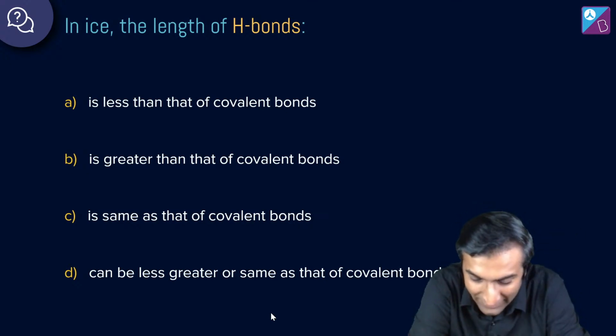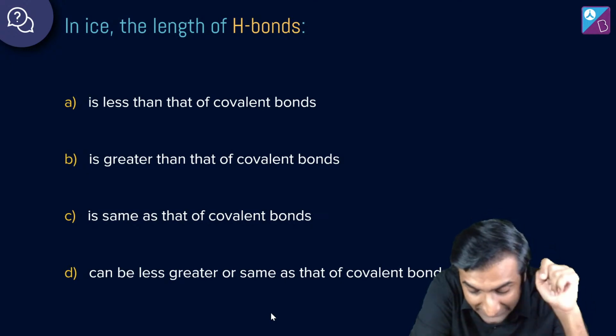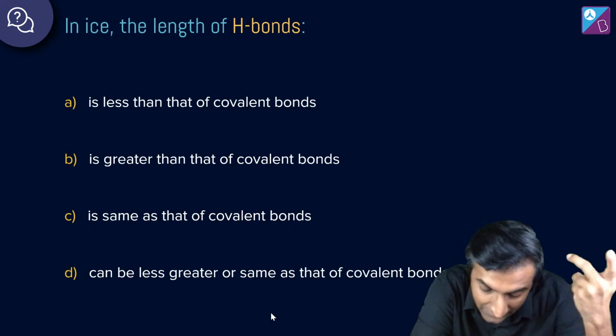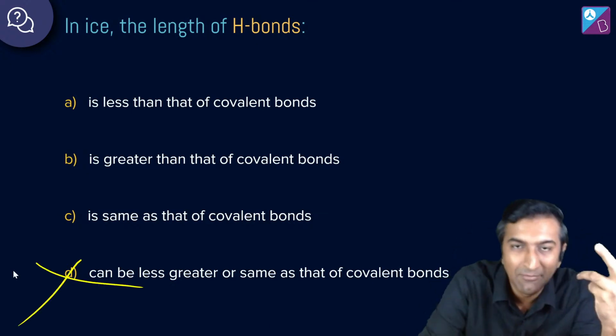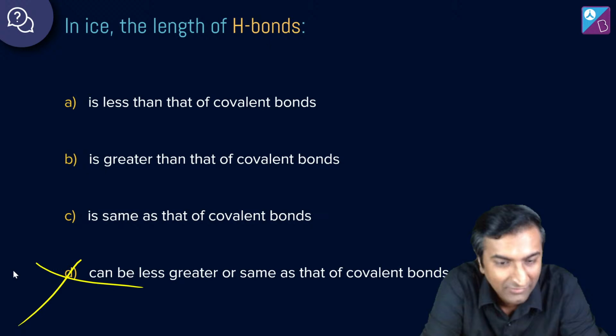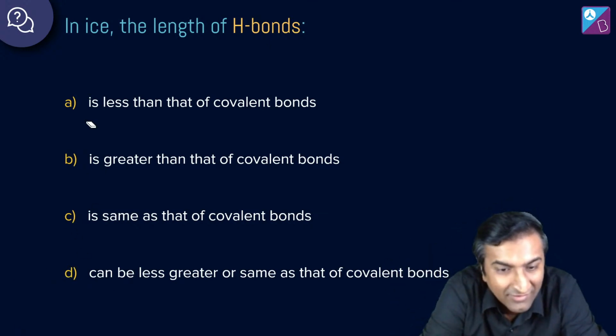एक सवाल देख लेते हैं. In ice, not ice cream, in ice the length of hydrogen bonds is less than that of covalent bonds, is greater than that of covalent bonds, is same as that of covalent bonds, can be less, can be greater. ये हटा देते हैं. Let's remove this. ठीक है, चलो छोड़ो, I'll leave that option also. Tell me. OH के बीच में हाइड्रोजन बॉन्ड है ना?